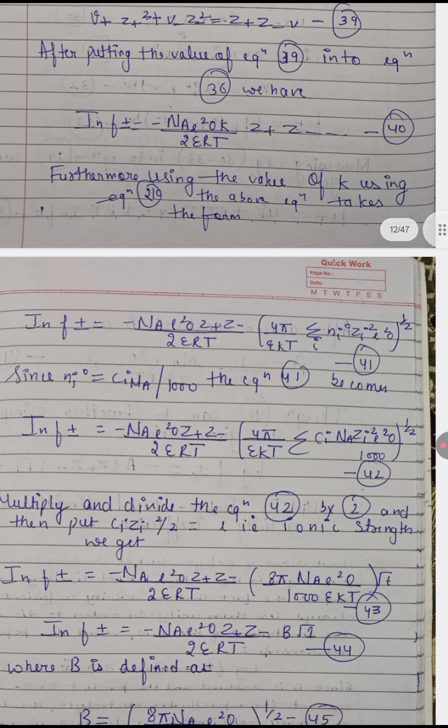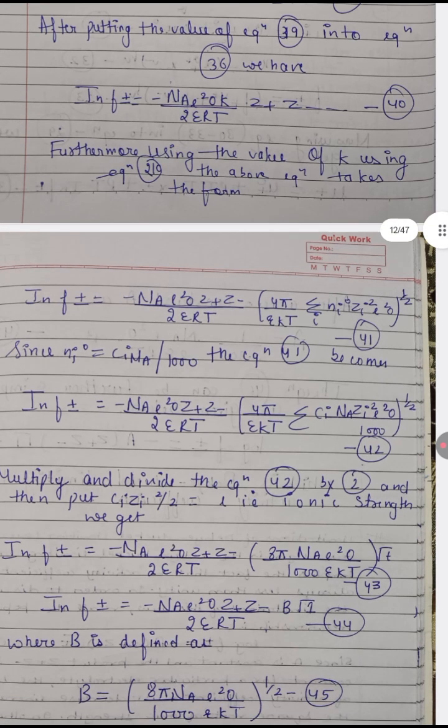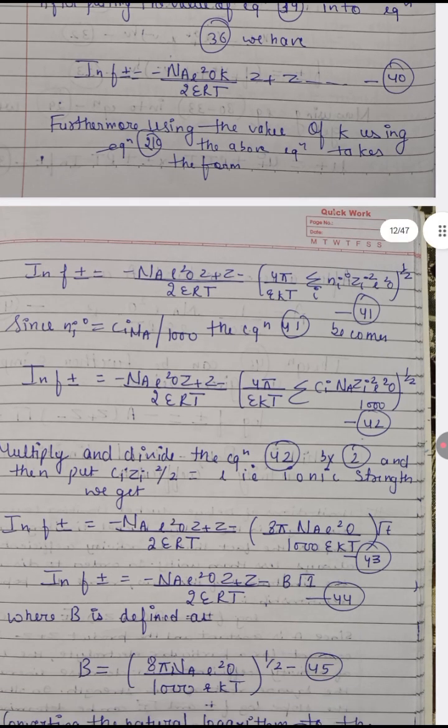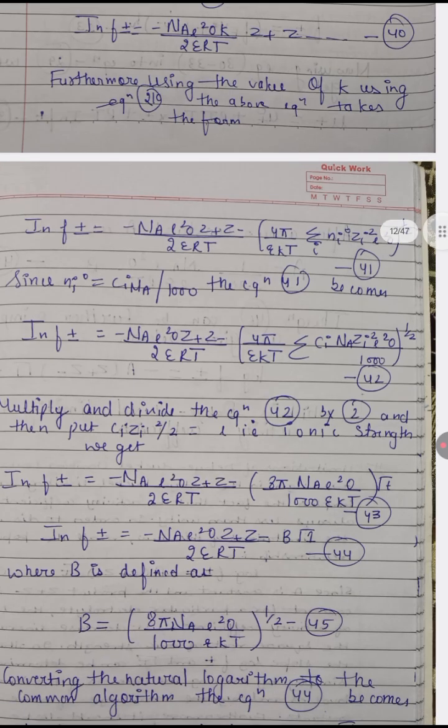Next, v plus into z plus square plus v negative into z negative square equals z plus into z negative into v, which is equation 39. After putting the value of equation 39 into equation 36, we have ln f plus minus equals minus Na into e naught square plus k divided by 2 into R into A into T. In the numerator again we have z plus into z negative, which is equation 40.